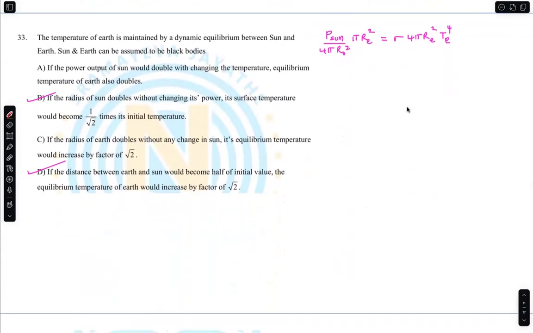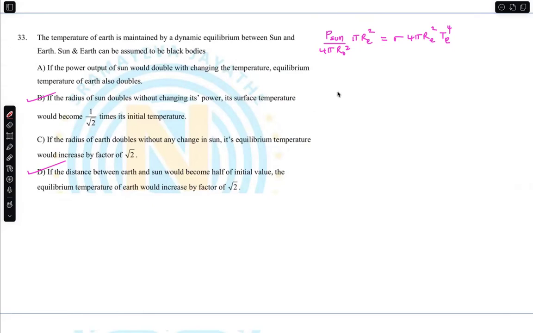33. Already I taught you the solar constant, same question. The temperature of the earth is maintained by a dynamic equilibrium between sun and earth, which means the energy received from the sun and the energy radiated by the earth are the same. So the temperature of the earth is maintained constant.